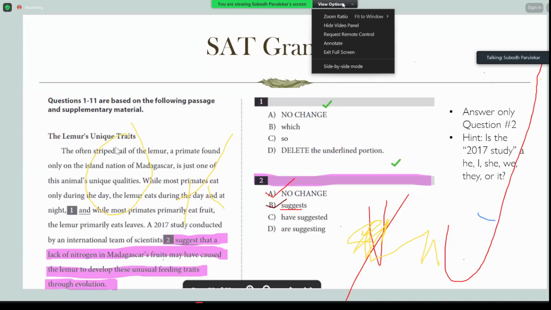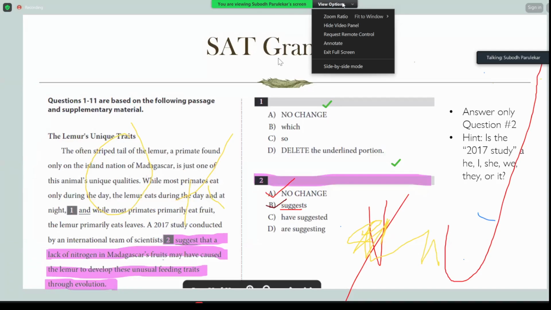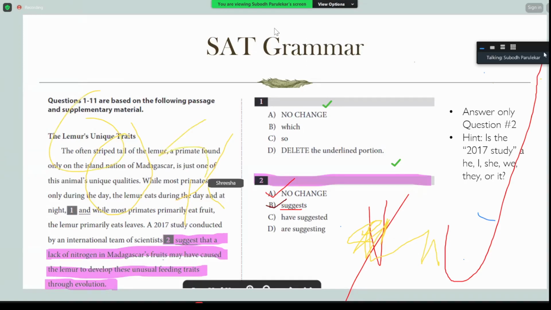You can see the underlined word next to number 2. It says suggest, right? Yes. Okay. Yeah, so it says suggest. So you can determine if that is the right word to use. So the answers are no change, suggests, have suggested, and are suggesting. Your job is to choose which.